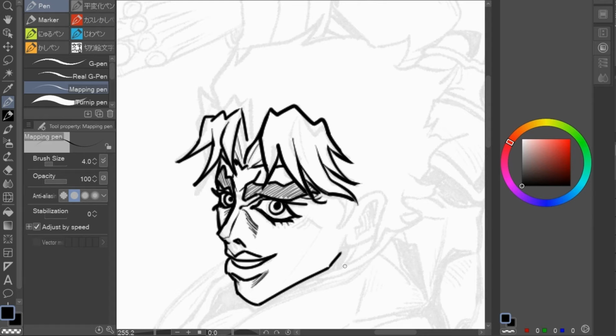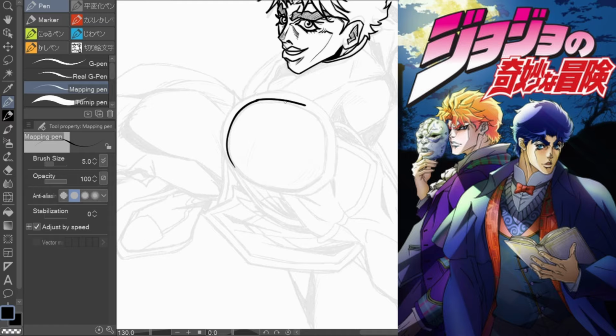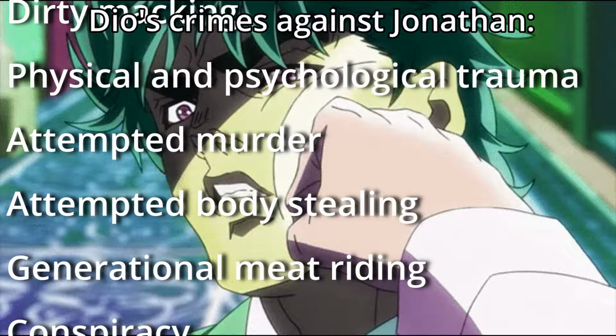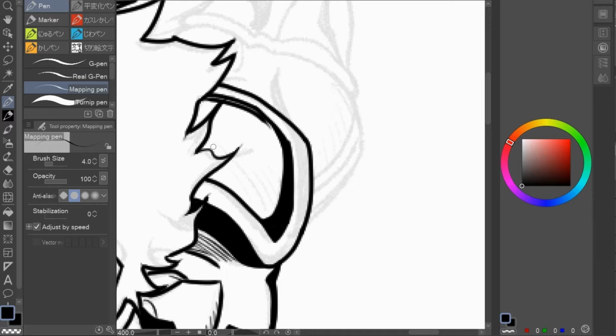To start us off, we of course have the first JoJo from part 1, Phantom Blood, Jonathan Joestar. Jonathan is a pure-hearted gentleman who stood up for justice to protect the weak ever since he was a little youngling, even after everything Dio put him through. JoJo's resolve never wavered, and he didn't lose sight of himself.